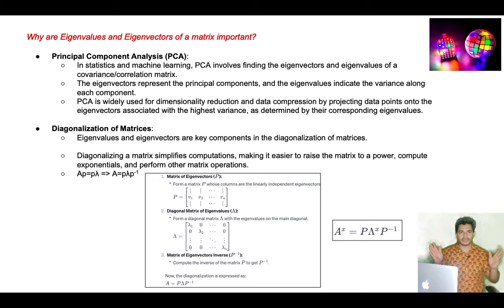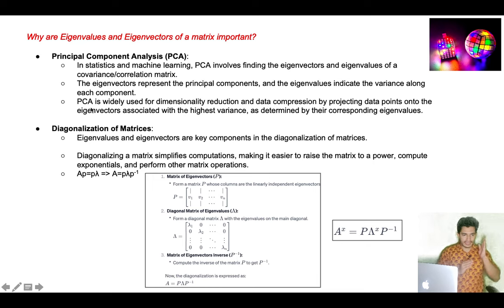Let's say you have a lot of features, you have n number of features, and you want to reduce the features to d while keeping the goodness of all the features. So what you can do is calculate the eigenvectors of the correlation matrix or the covariance matrix, and the eigenvectors represent the principal components and eigenvalues represent the variance along each component. So basically for n dimension features, we will have n eigenvectors, and the variance along each eigenvector will be denoted by its eigenvalue.